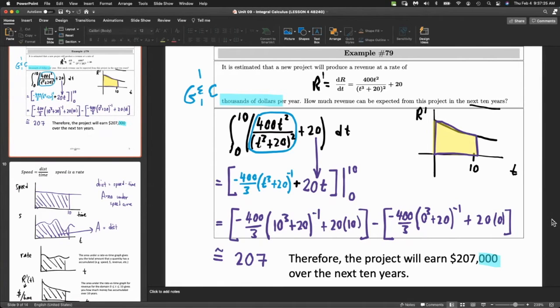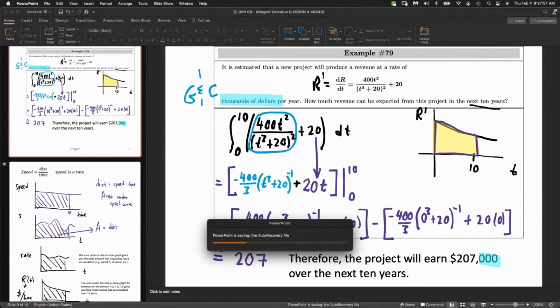The negative 400 over 3. What about it? How did you isolate t cubed? I'm doing guess and check there. I'm finding the antiderivative of this using guess and check. I think that's where people are getting lost, is the guess and check. I'll walk you through the guess and check for this. Maybe that'll help.